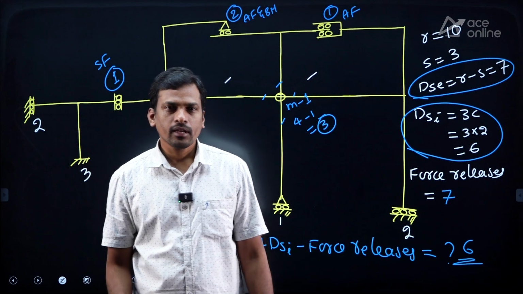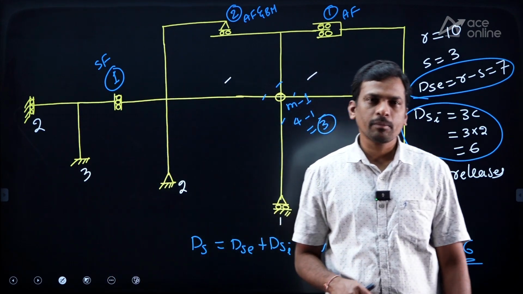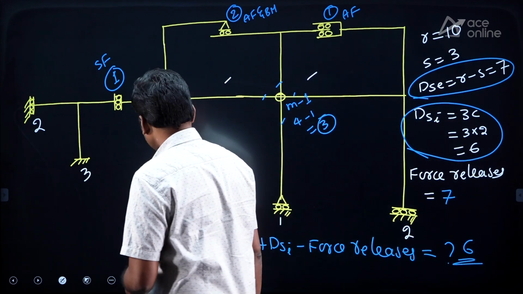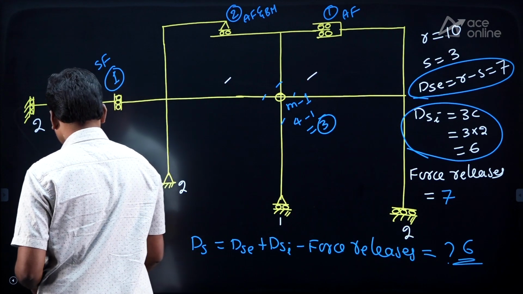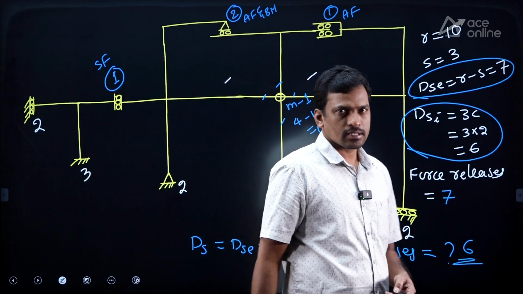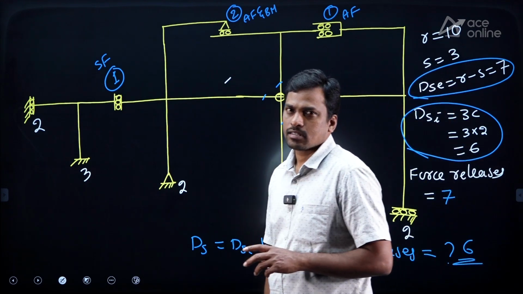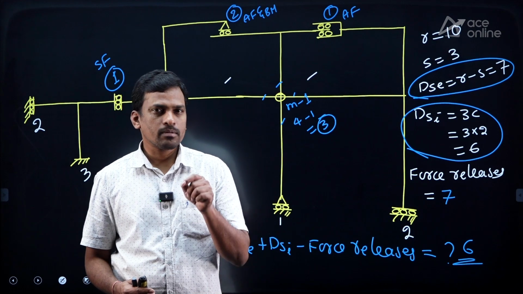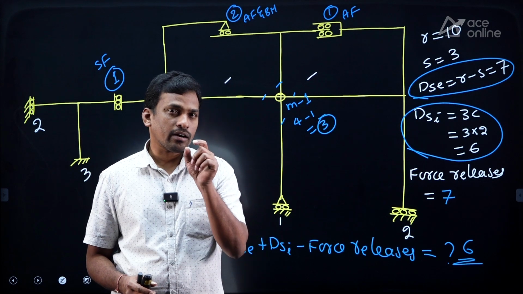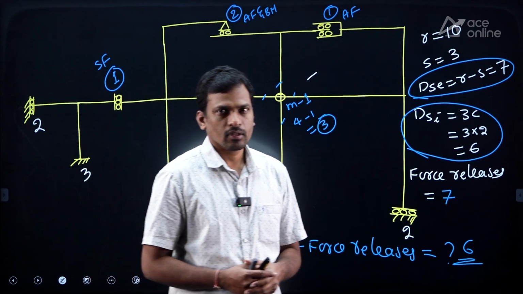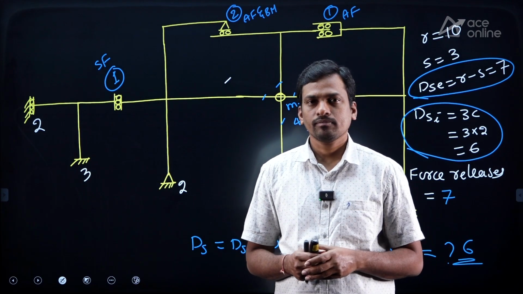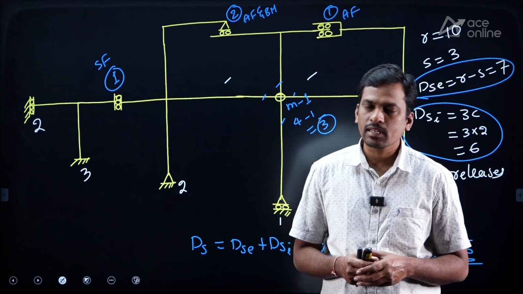Now we will go to the next chapter, an important chapter, that is analysis of trusses. So students, to analyze the trusses we have two methods, right? One is method of joints, another one is method of sections. And before this I gave three shortcuts. What shortcuts did I give? To identify the zero force members.